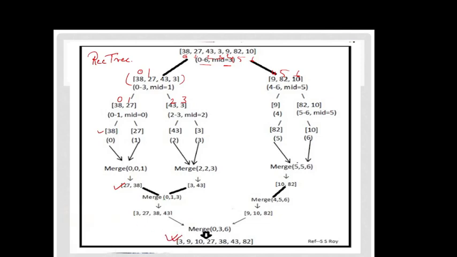This is the sorted output. For the time complexity, you can see this is nothing but a tree. For one element, if you want to do anything, it is log n, and for n elements it is n log n. So the final time complexity is n log n for merge sort. I hope you understood this.